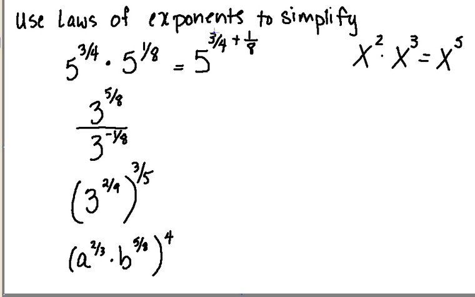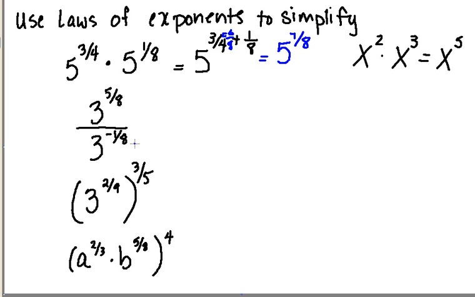All right, so 3/4 is actually equal to 6/8. Okay, so once I get my common denominator, so 3/4 is 6/8 plus 1/8, this is going to be equal to 5 to the, and now I can add 6/8 and 1/8 and get 7/8.